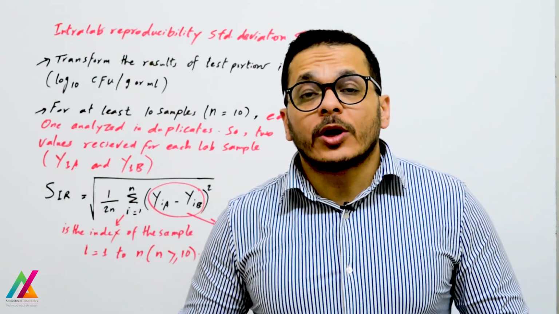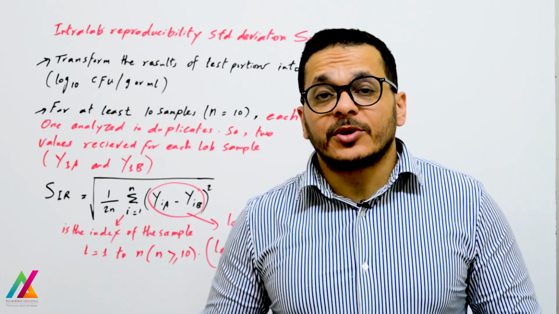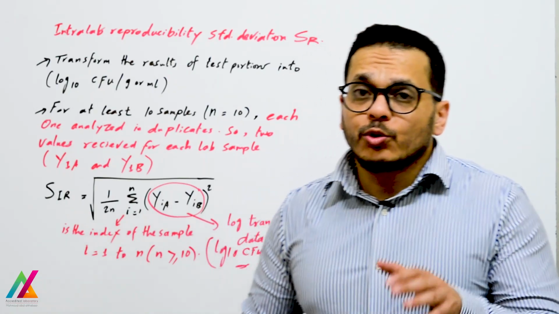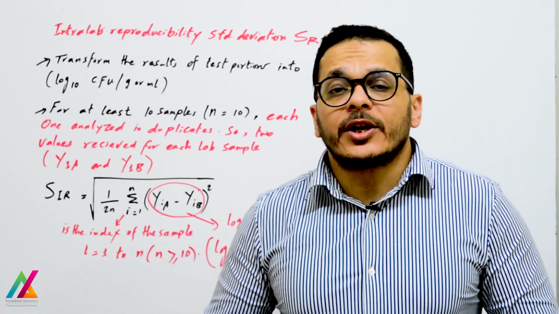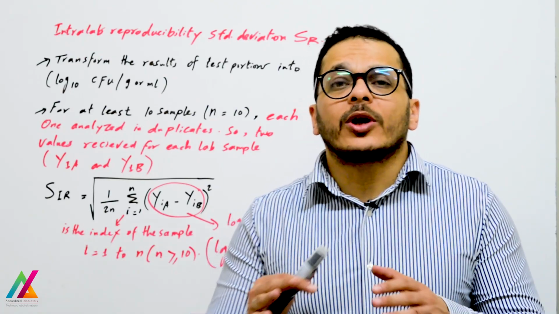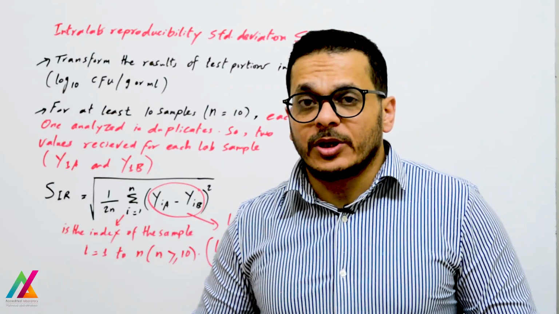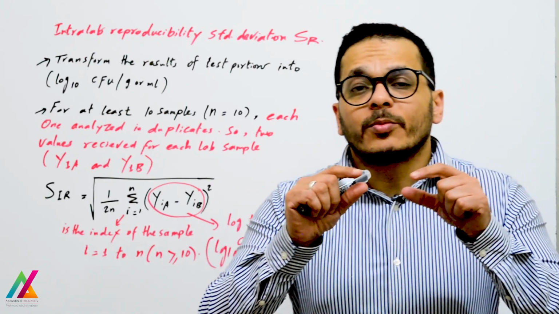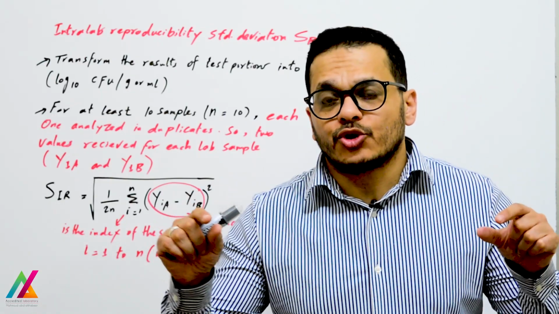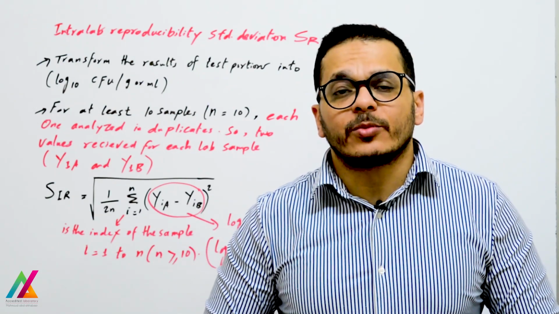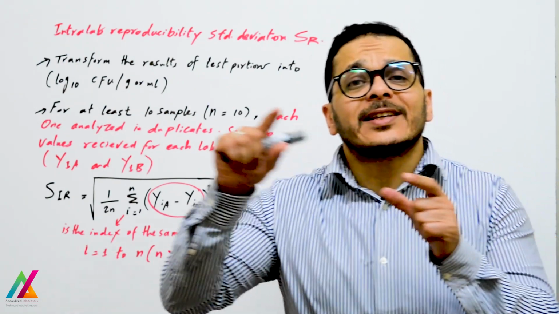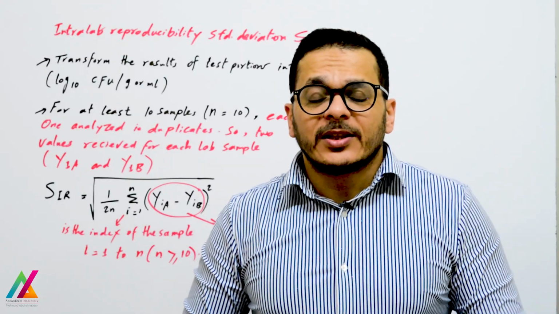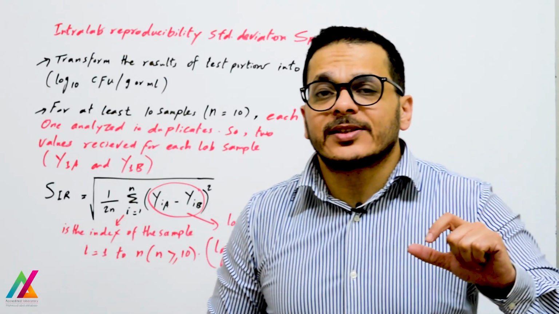And relating to the calculations that I explained in the previous lecture, you should also know the equation for intra-lab reproducibility, how to calculate intra-lab reproducibility. As I explained before, you will get from each test sample at least 2 test portions, for at least 10 samples. Then you will get a result for each test portion.